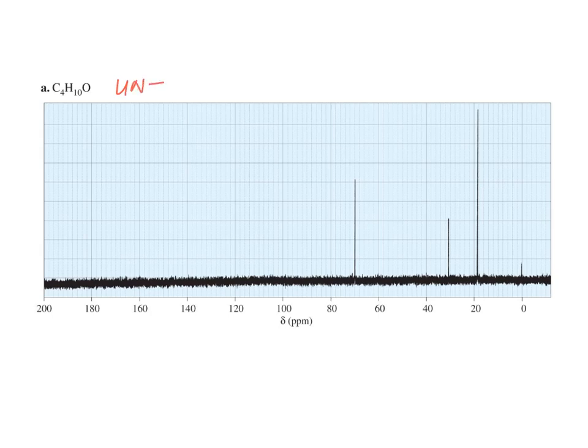C4H10O. We have 0 unsaturations. Okay, we have to account for 4 carbons, though, with only 3 signals, because this one is trimethylsilane. Remember, that's our standard. So we have to account for this. We notice that we have only 1 carbon that is likely bound to the oxygen. So this suggests that this molecule would be an alcohol rather than an ether. So we have an alcohol like this, and we only need 3 signals.